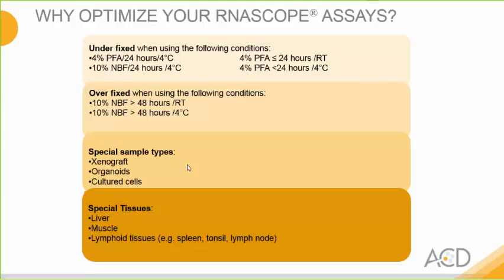So the second example is pay attention to special sample types that require different pretreatment. For example, we know in xenografts and organoids, the cells are loosely packed, therefore require a much milder pretreat. And so are lymphoid tissues, such as spleen, tonsil, lymph node, and these tend to require a gentler pretreat. On the other hand, we know liver tissue and heart tissue, and heart tissue is mostly muscle, are rather tough, and they might require stronger pretreatment conditions.